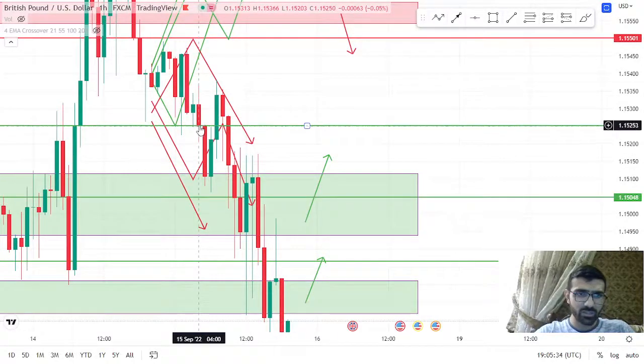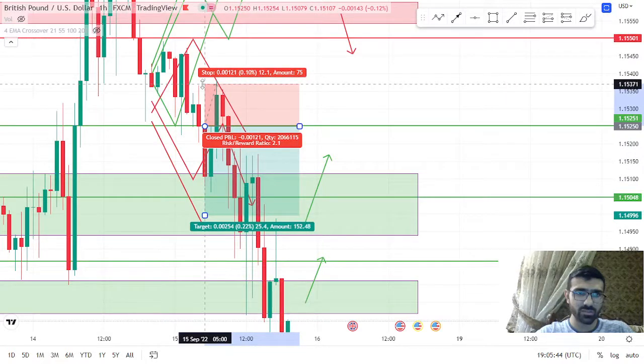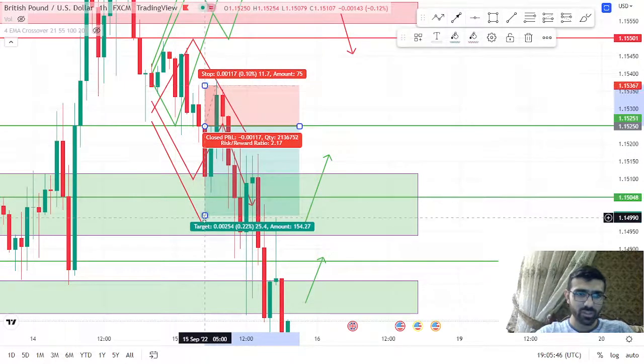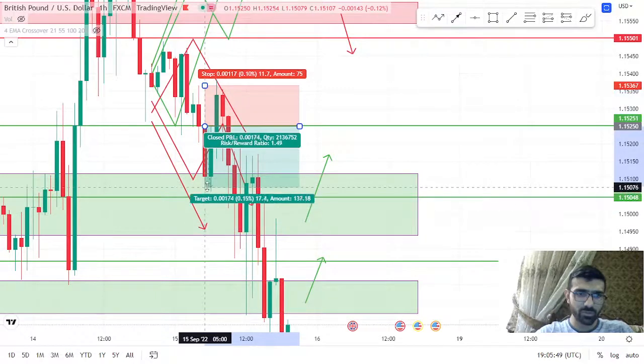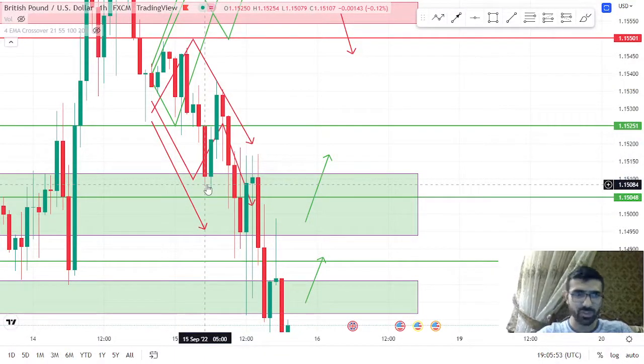We gave you that if market closed below this area of support we could have gone short. So let me just mark this trade as well. If you were a risky seller you could have gone short from here and your take profit would be approximately over here. So this was a 1.4% profit if you were a seller.